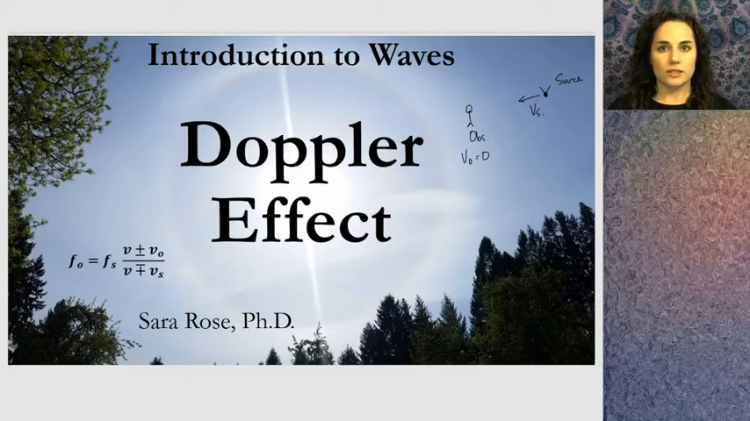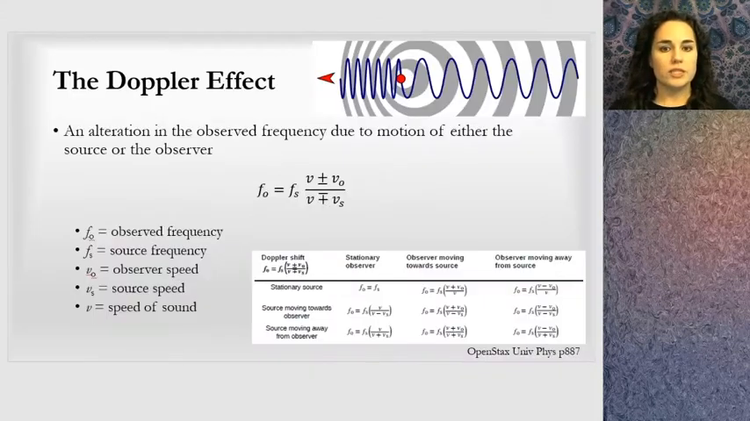This is a lesson on the Doppler effect with sound waves in the simple harmonic motion and waves unit. In prior lessons, I had talked about sound waves and their properties, and they have a velocity, a wavelength, and a frequency. And the frequency is what we're going to be interested in with the Doppler effect. The Doppler effect is an alteration in observed frequency due to a motion of either the source or the observer.